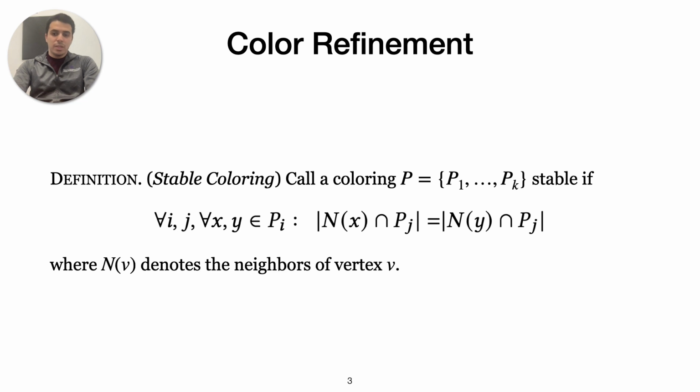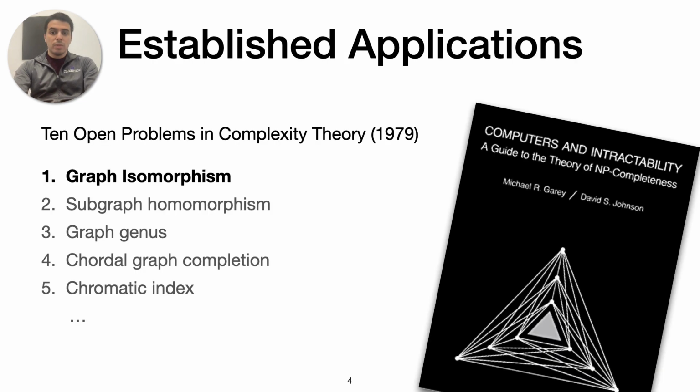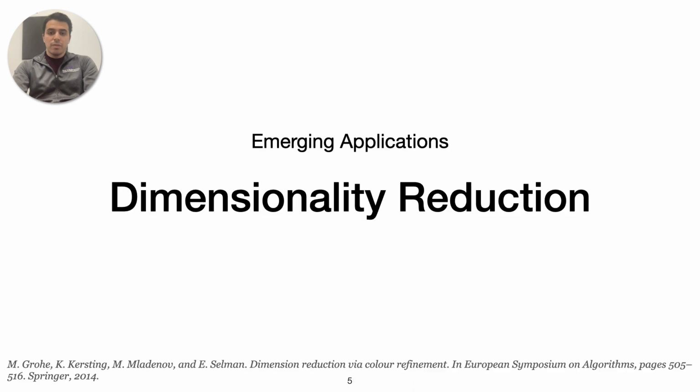Now, why is this interesting? Well, this algorithm, kind of a folklore algorithm, was identified as a very good heuristic for graph isomorphism testing, right? So if two graphs have the same coloring, they are almost certainly isomorphic. And given that this was an open, exciting problem, there was a lot of attention given to color refinement for this problem.